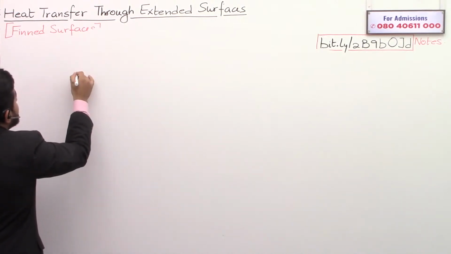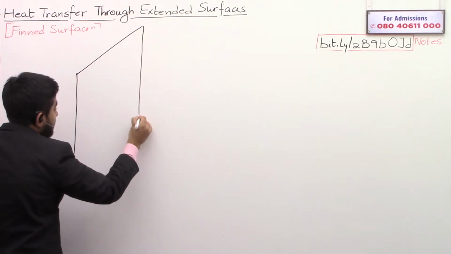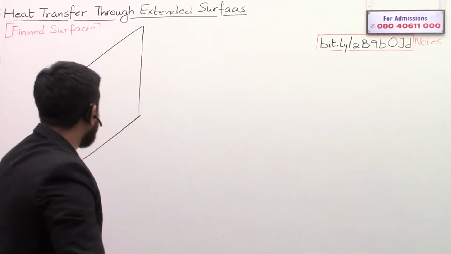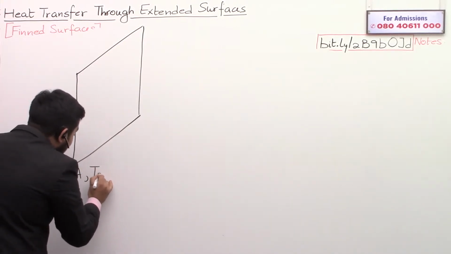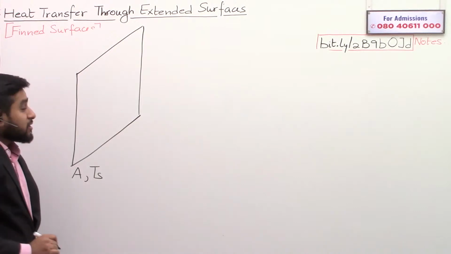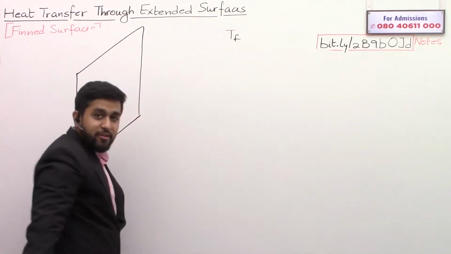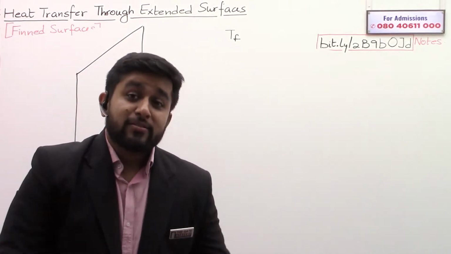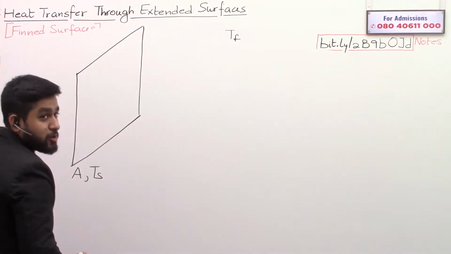So what we have is, maybe this is the solid surface of an IC engine, okay, the external surface of an IC engine. And this external surface has an area A and temperature Ts. This external surface is surrounded by a fluid at Tf. Okay, any fluid can be there. This can be air, this can be water. The air can be at rest, the air might be moving. So any situation is possible.